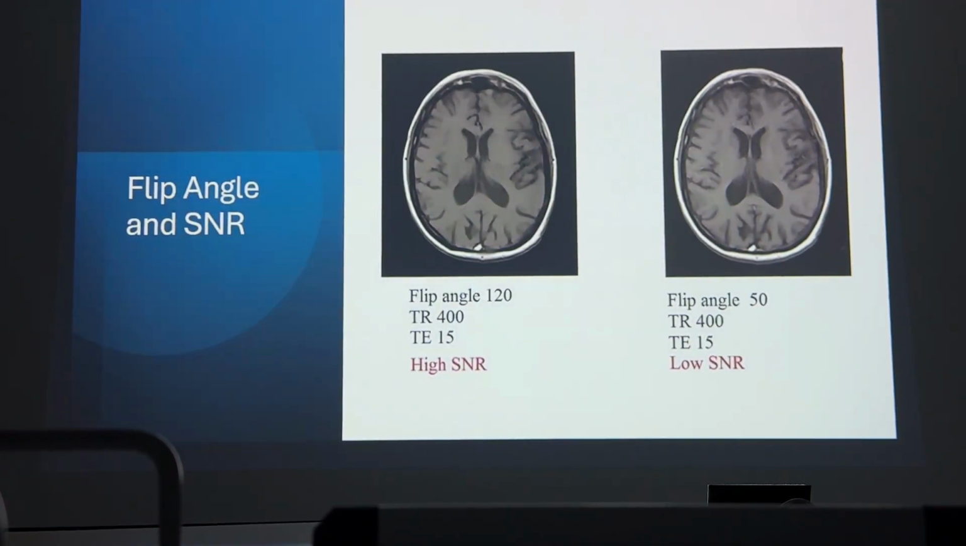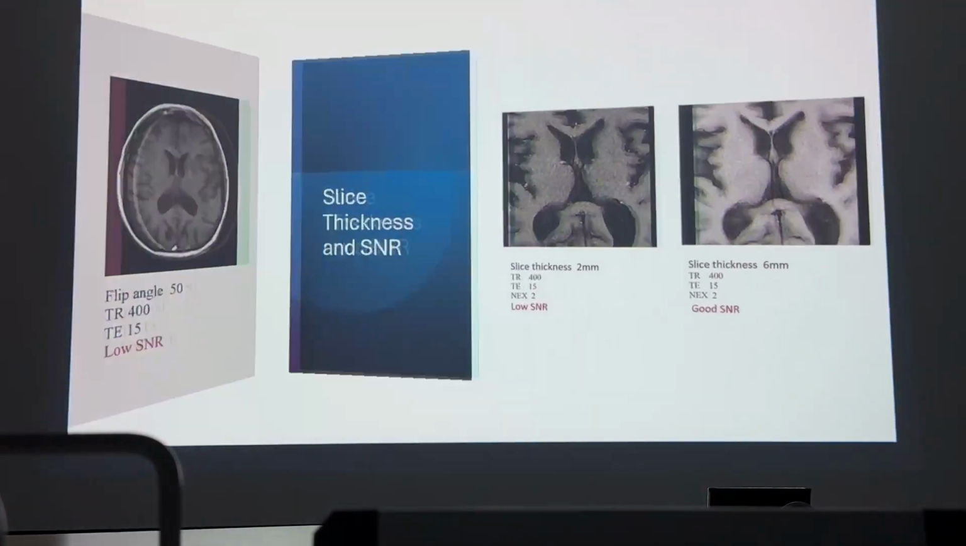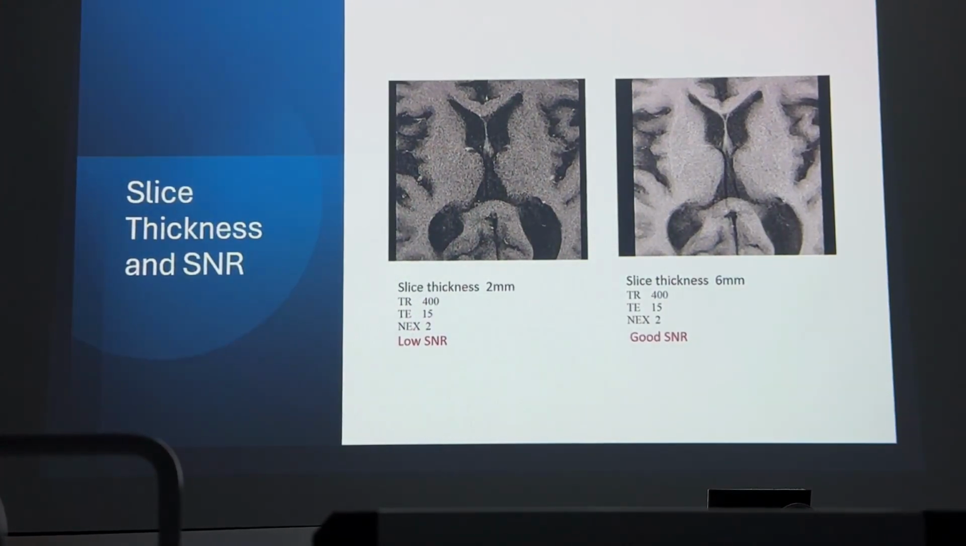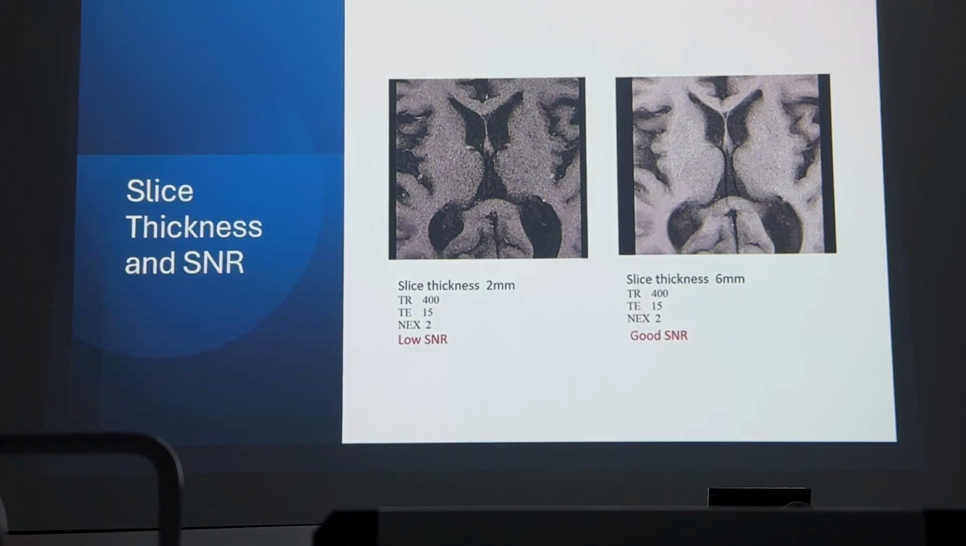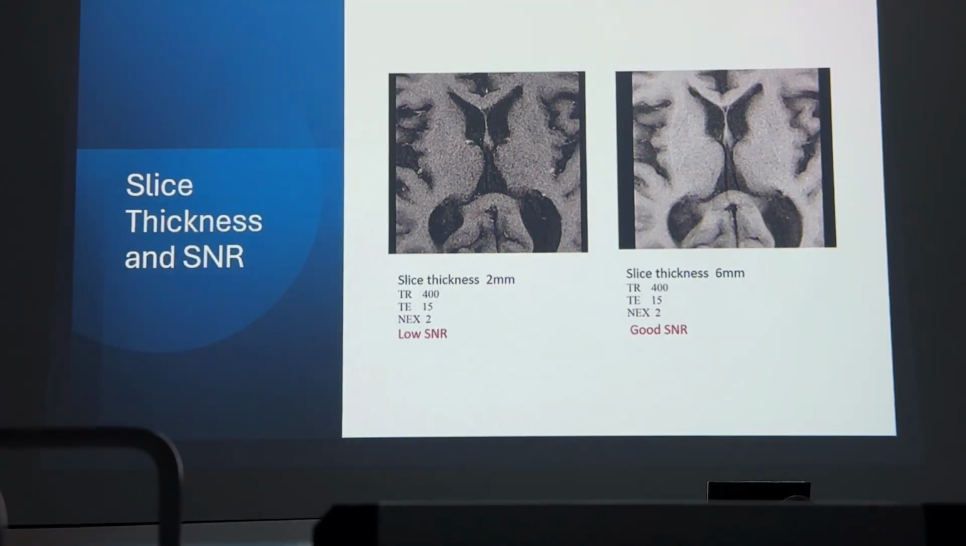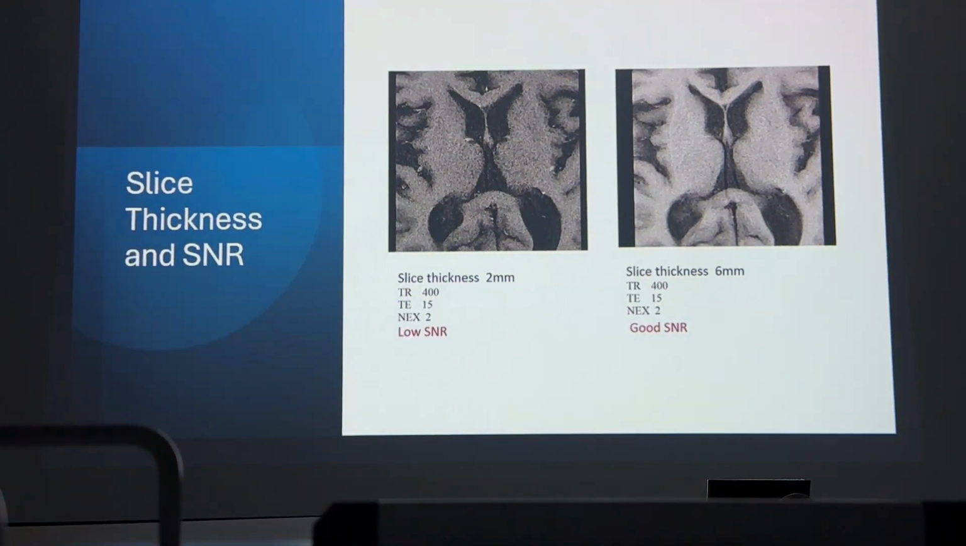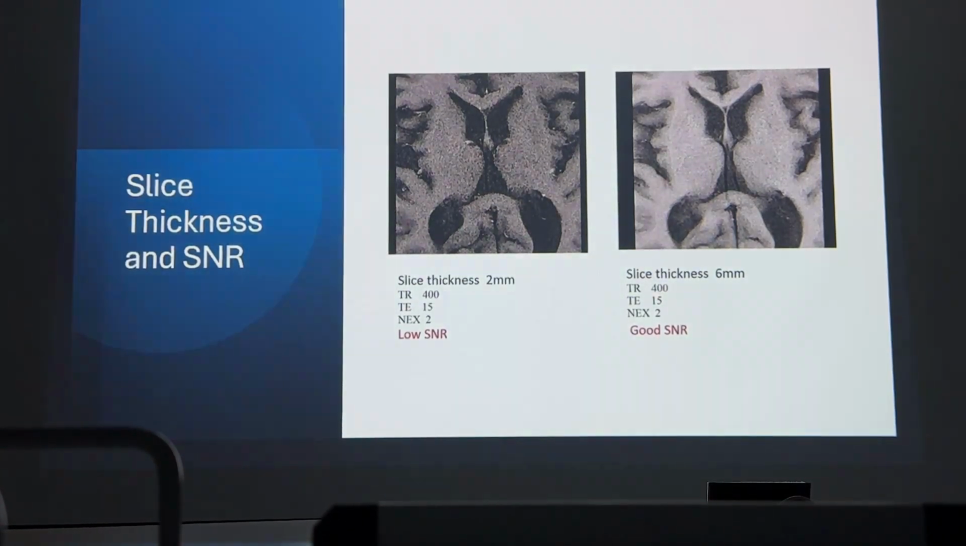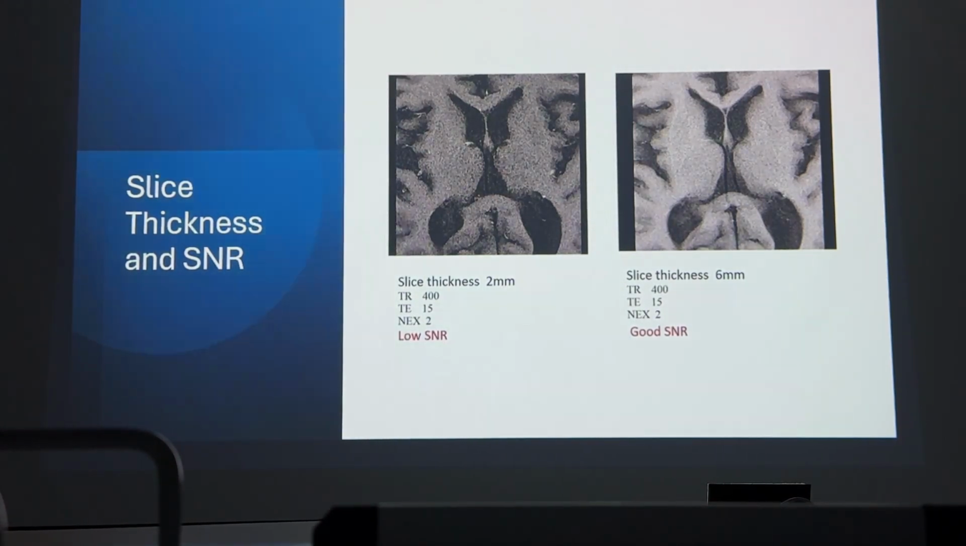The other factor is slice thickness. Of course, increasing the slice thickness means increasing the signal to noise ratio. Why? Because of increasing voxel size. When voxel size increases, it produces more signal received by the individual voxel, improving the SNR and image quality.